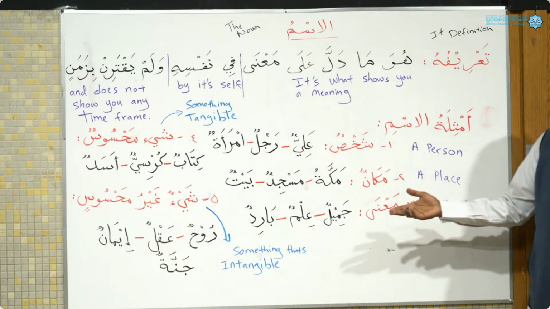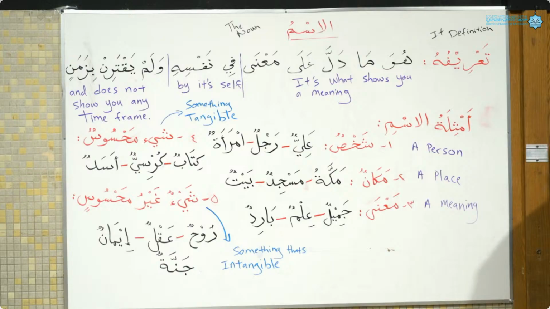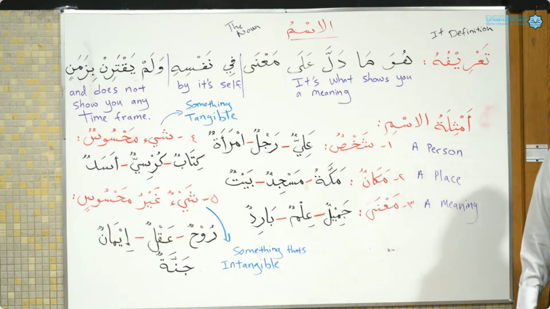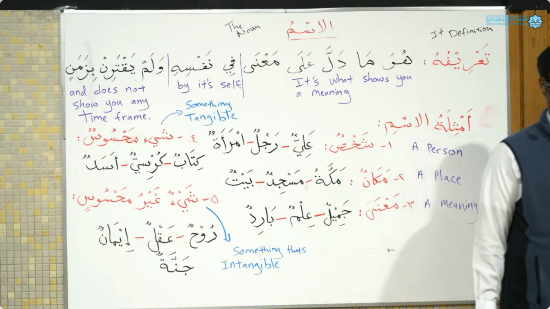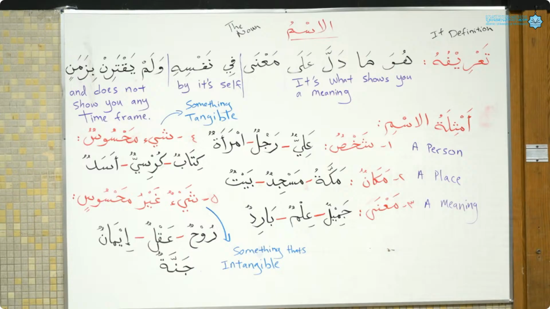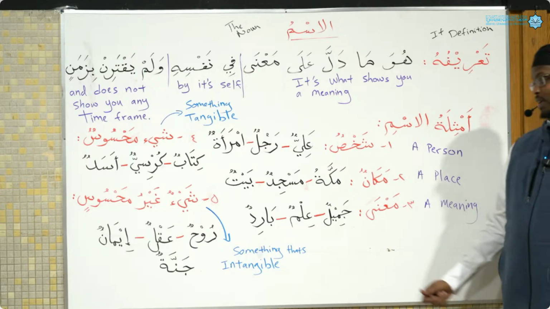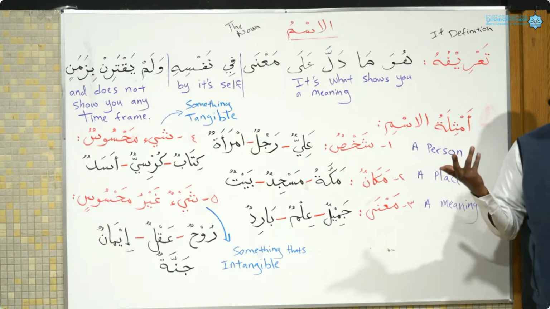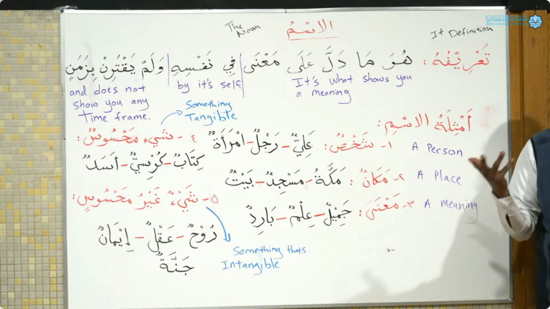Another one is a place. Tamam? A makan means a place. Like Makkatu. What is Makkah? A place. Which place? The most holy site on the face of the earth. Tamam? Makkah al-Mukarramah. Tamam? Baytullah, where Baytullah is located. Makkah. Is that the name of a?